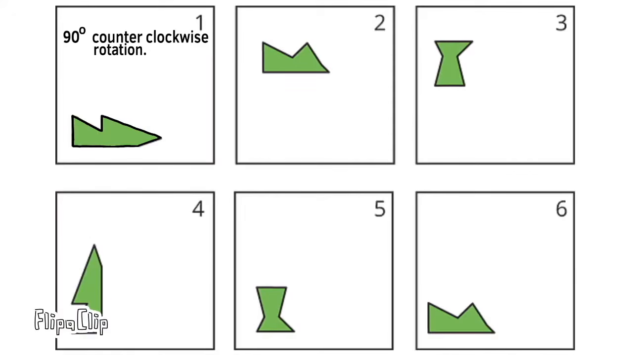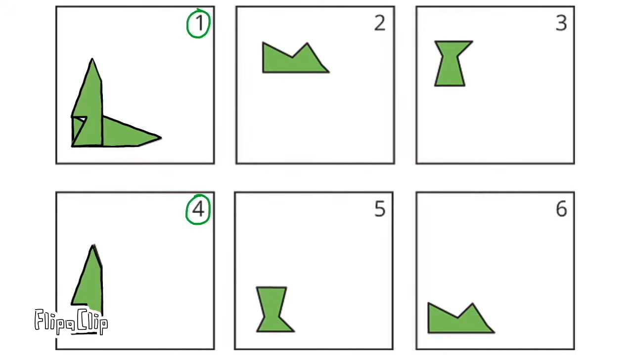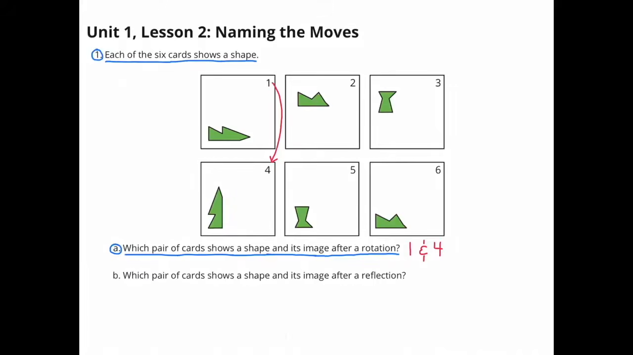Look at the shape on card 1. After a 90-degree rotation counterclockwise, the shape matches card 4. Cards 1 and 4 show a shape and its image after a rotation.